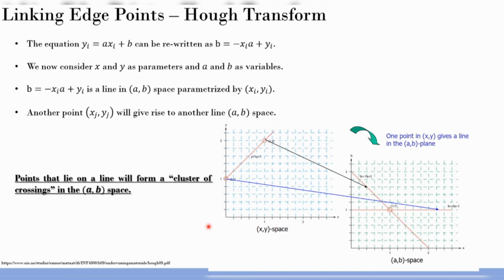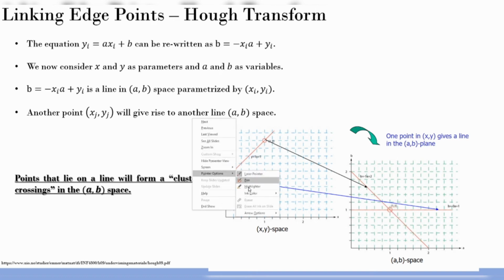Again, I just want to reiterate: points that lie on a line will form a cluster of crossings in the AB space. It's very simple, right? If I take another point, another point, another point, it will form a lot of lines here, but every line will crisscross at this point. That is the idea.